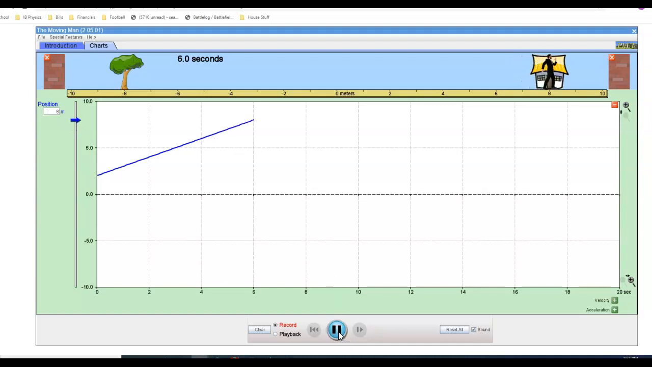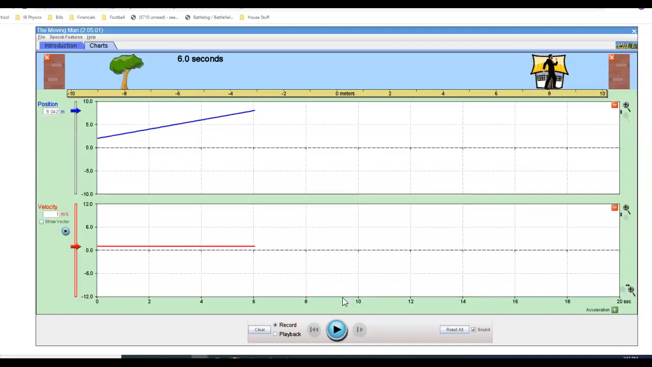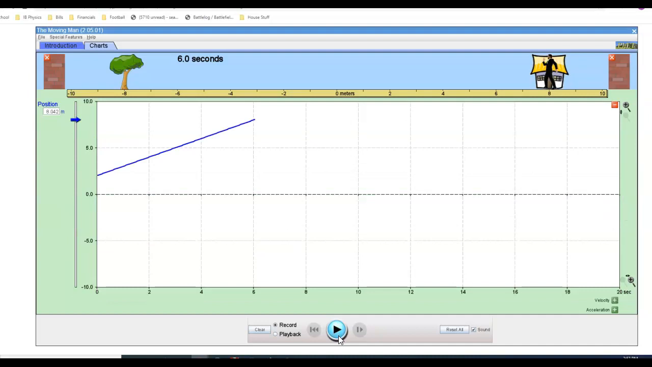Now, what happens if you have a negative velocity? Well, we've talked about before, if you have a negative velocity, that just means you're moving in the negative direction. So now I'm going to give the moving man a velocity of negative 2 meters per second. And so that means when I hit play, he's going to move back towards his starting position.